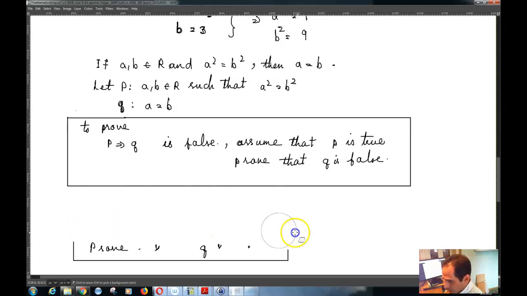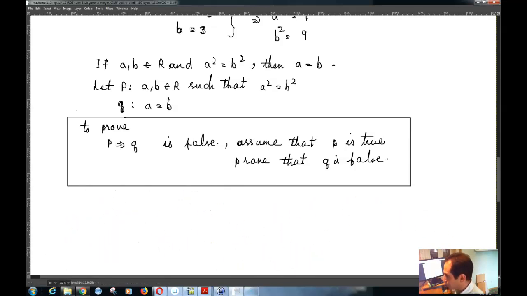So we can do the same thing over here. Now if I assume that P is true, that means that a and b belong to the set of real numbers, and a squared is equal to b squared.